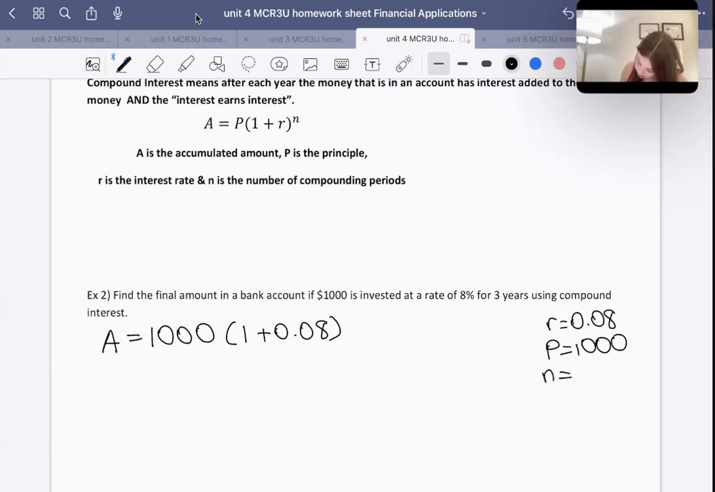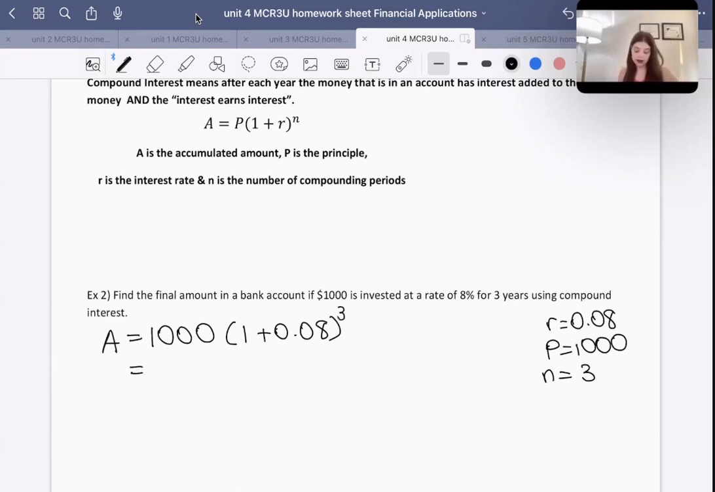And then N is equal to 3 because it says that it's being invested for 3 years using compound interest. Now, it doesn't actually specify here that it's annually. However, we're going to assume compounded annually because it does not tell us it's compounded monthly or weekly or every 2 years or something like that. It tells us nothing about that. Ideally, in this kind of question, it would be better if they clarified that it is meant to be compounded annually. But yes, that's where we're going to put 3 right there.